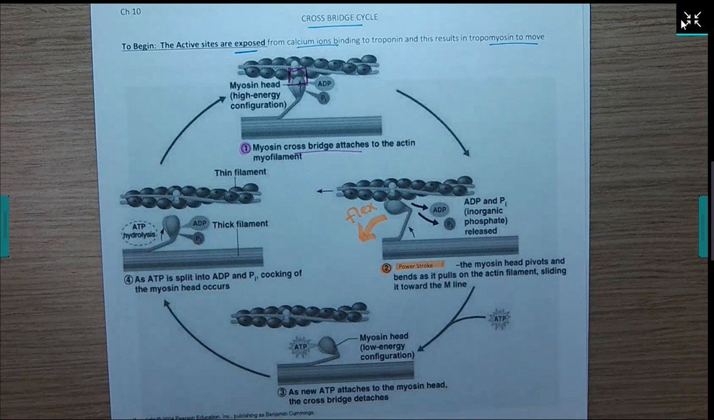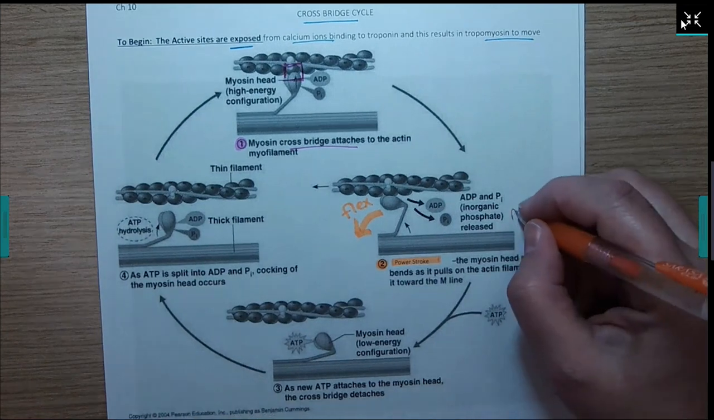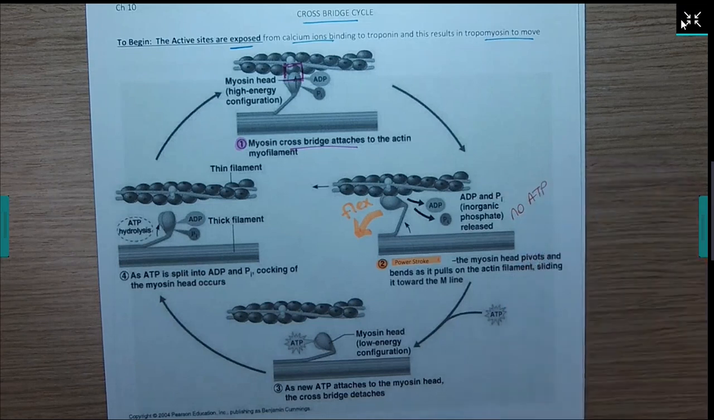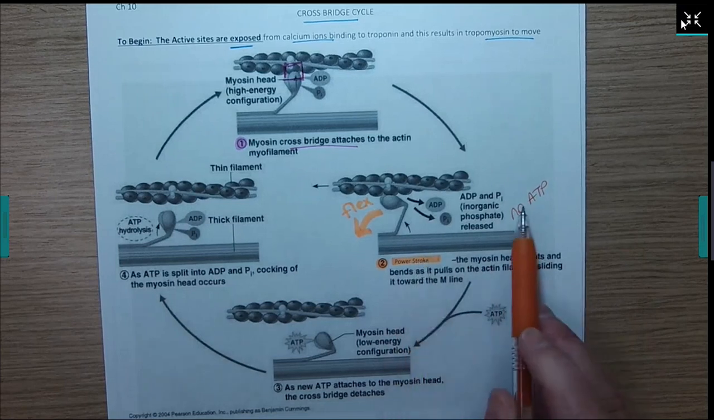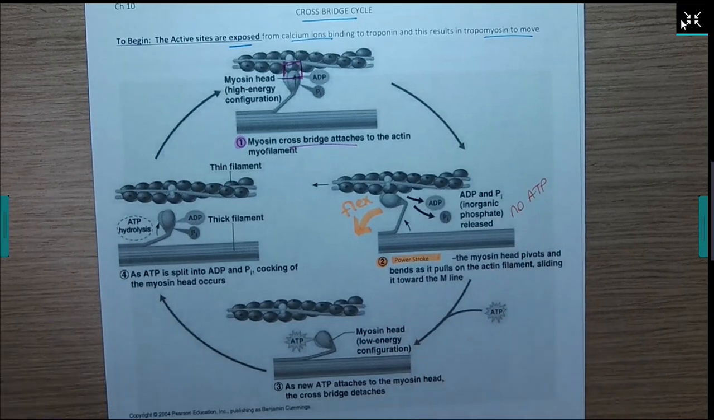So the myosin head is flexing. That is called the power stroke. And I do want you to be aware there is no ATP required for that to happen, which I know sounds kind of weird because power, you think ATP. Well, that's not the case. The power stroke means no ATP.